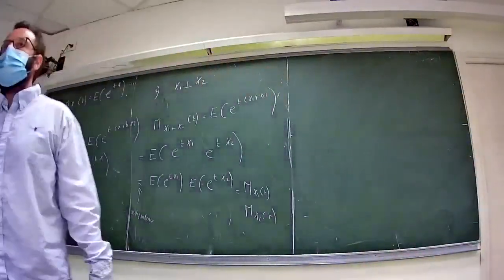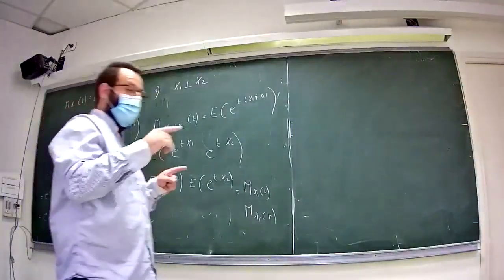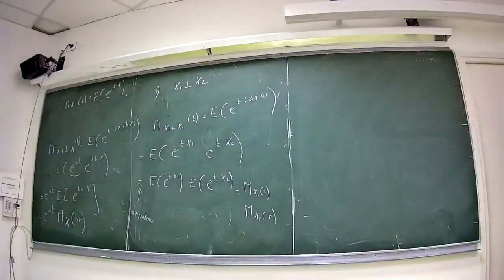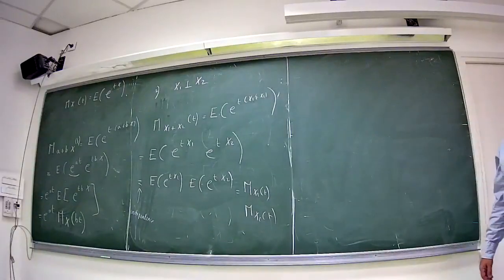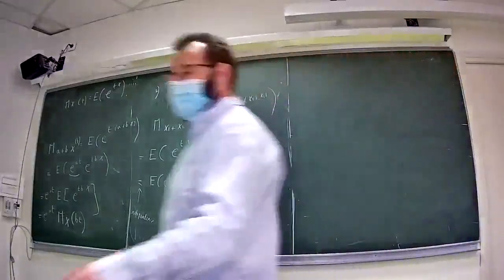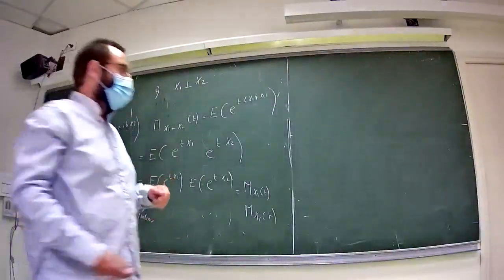This second statement will allow us to obtain in a very efficient way the distribution of the sum of two independent random variables in particular situations. So typically, suppose something that we have already done together, that is the following.